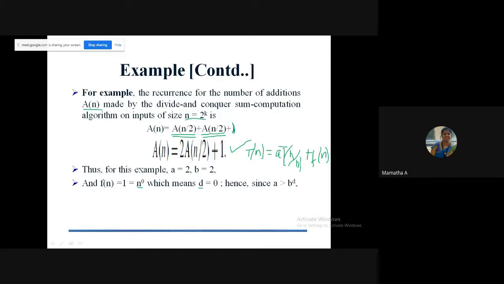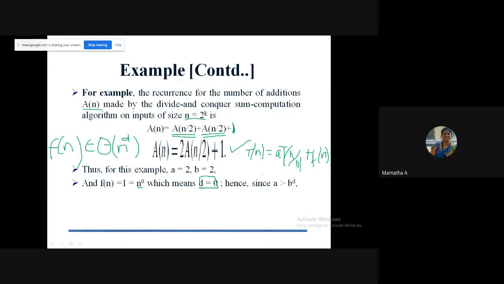What is the term? D. D is nothing but f of n belonging to theta of some n power d. So it should belong to some order of growth of n to the power d, not to some other order of growth. If you can see, f of n now belongs to n to the power 0 order of growth. So what is d for me? D is equal to 0.